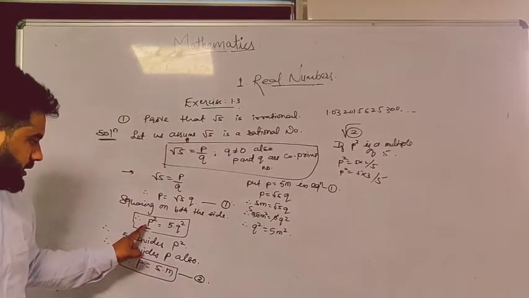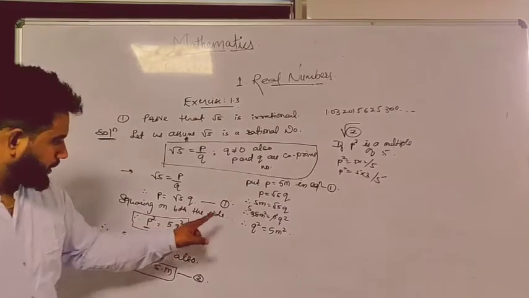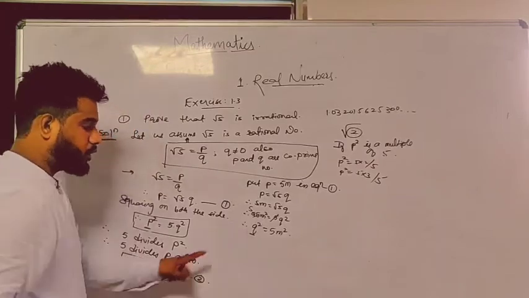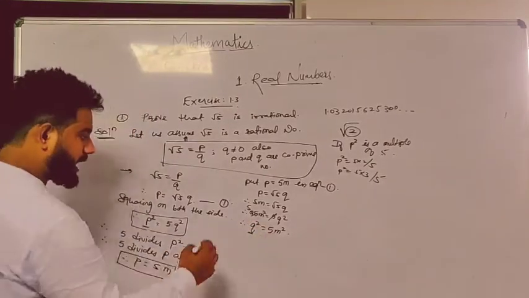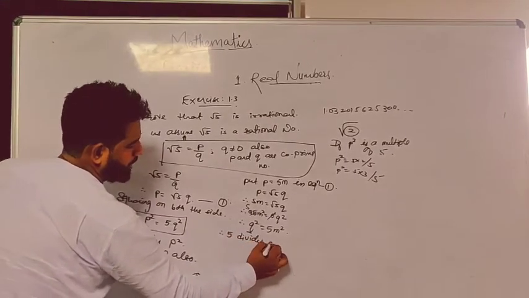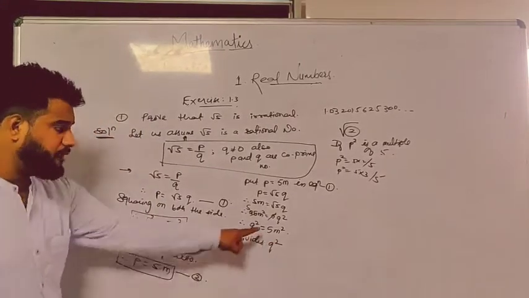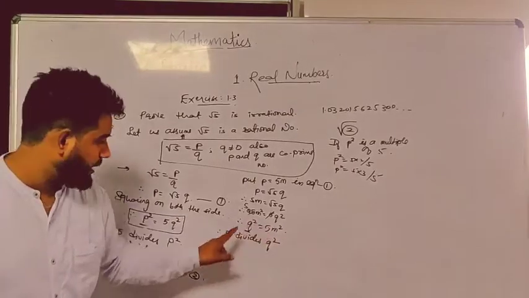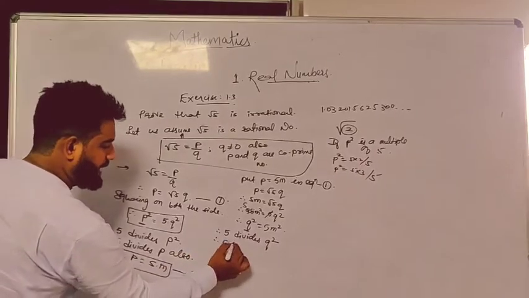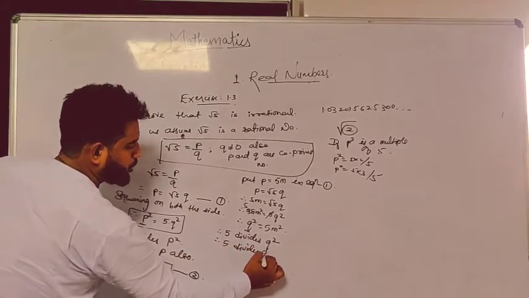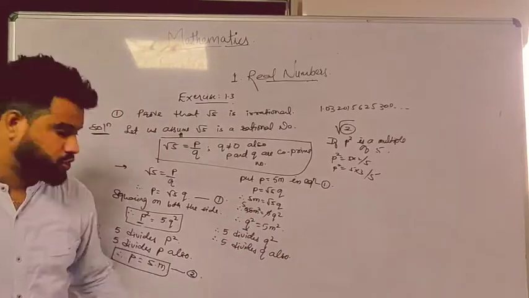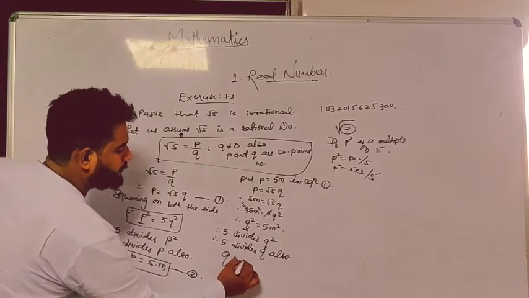Now the same process. p square was equal to 5q square. Here q square is equal to 5m square. Now you have to focus on this q square. q square is a multiple of 5. So can I write here that 5 divides q square? Because q square is a multiple of 5, 5 must divide q square. And if 5 divides q square, according to the theorem, 5 divides q also. And if 5 divides q also, obviously your q will be a multiple of 5.